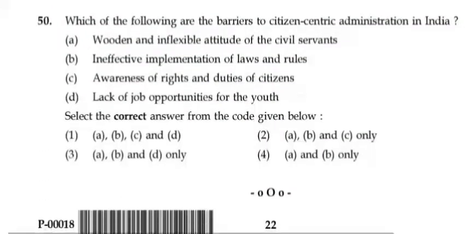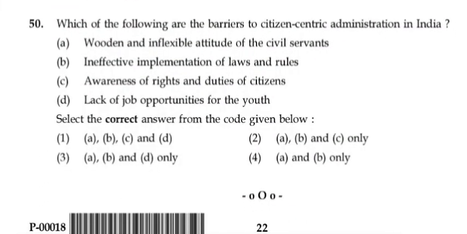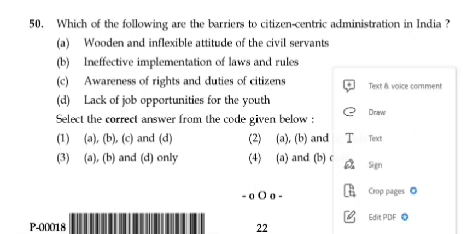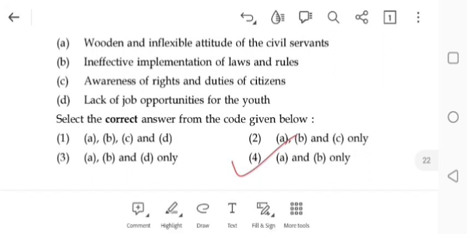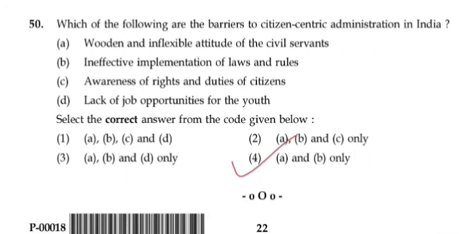Last question. Which of the following are the barriers to citizen-centric administration in India? Wooden and inflexible attitude of the civil servants, ineffective implementation of laws and rules, awareness of rights and duties of citizens, lack of job opportunities for the youth. ABCD, ABC, ABD, A and B. So number 4 will be correct, A and B. Wooden and inflexible attitude of the civil servants, that is true, it's a pragmatic thing. Then B, ineffective implementation of laws and rules, this is also correct.